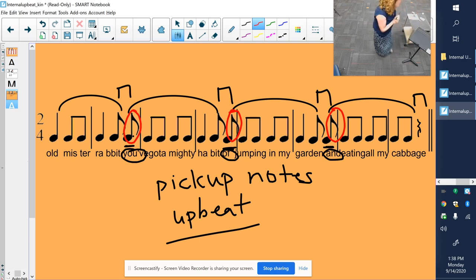Let's sing it again on words. Here you go. Old Mr. Rabbit, you've got a mighty habit of jumping in my garden and eating all my cabbage.